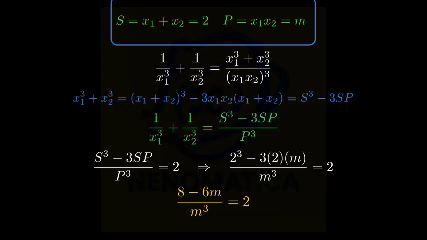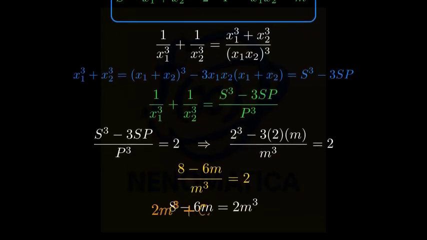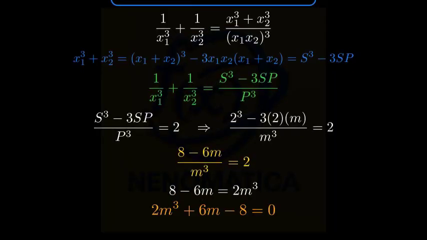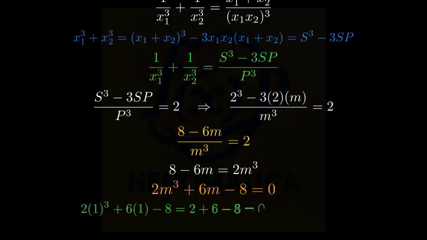Clear the denominator and rearrange to a cubic equation in m. This yields 8 minus 6m equals 2m cubed, or equivalently 2m cubed plus 6m minus 8 equals 0. Try small rational numbers. Plugging in m equals 1: 2 times 1 plus 6 times 1 minus 8 equals 0. So m equals 1 is a root.